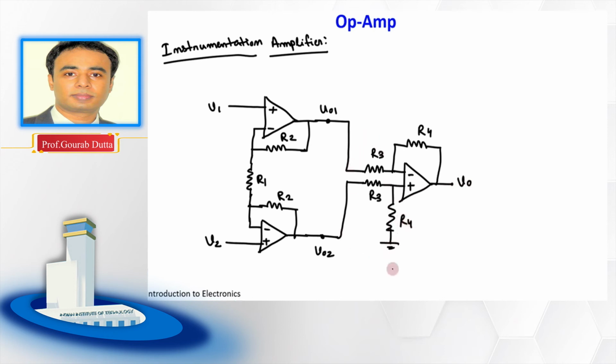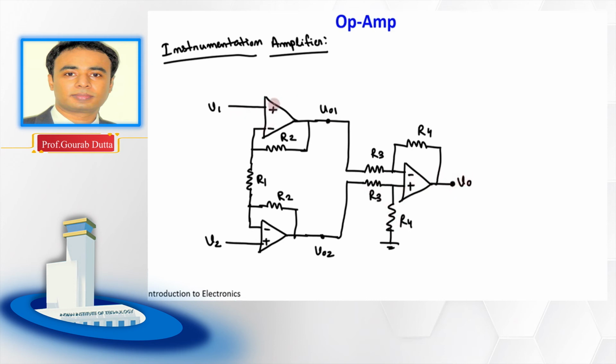If you look at this part, what is this? This is nothing but the difference amplifier, right? So we have considered the ratio R4 by R3, meaning this ratio of these two resistances is equal to the ratio of these two resistances, right? And this is the final output, right?